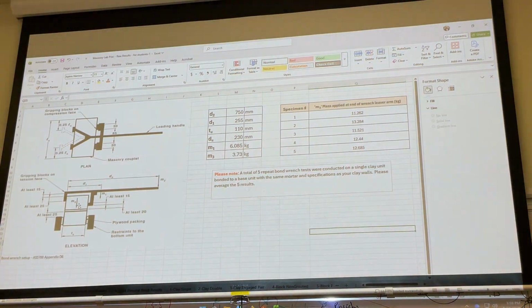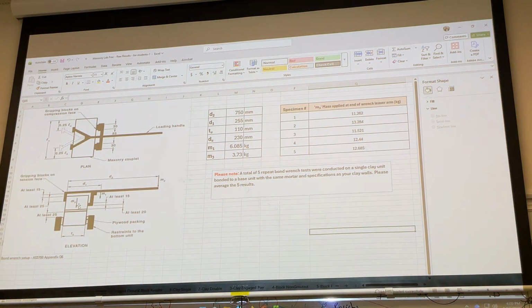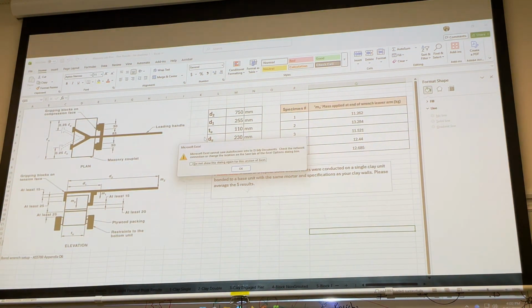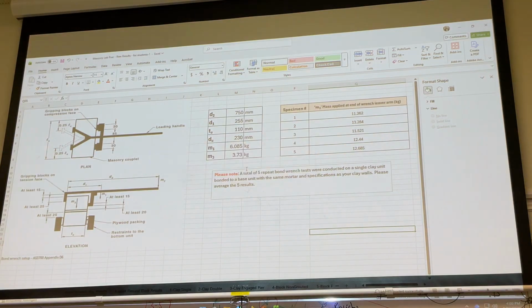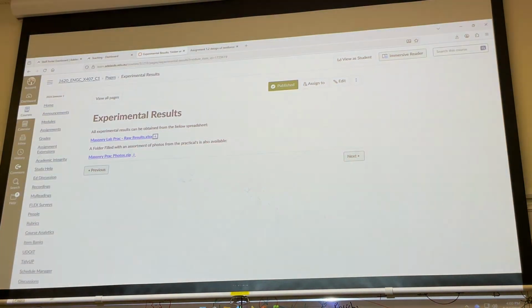This is the bond probabilities. Have you attended the practical already? This is the bond range test. Remember when we showed you the bond range? So you need to do some calculations. This is also one of the calculations you need to do.